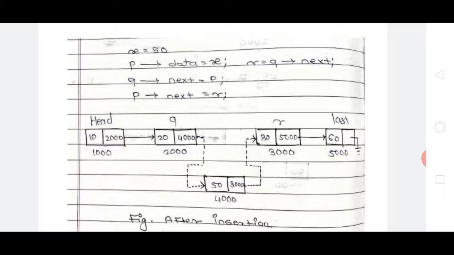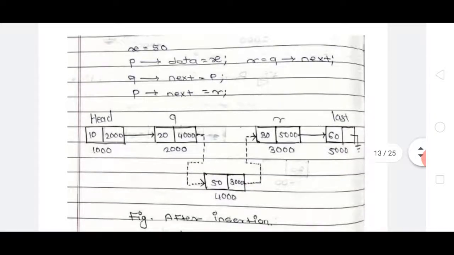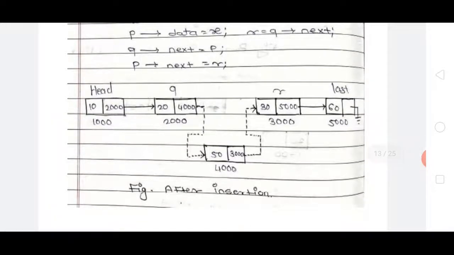That's why the statements are: Q is a pointer, pointed to next, is equal to P. Means that the address of P, which is assigned to Q, is pointed to next, and P is a pointer pointed to next, which contains the address of R node. By using these three statements, this linked list is created sequentially.